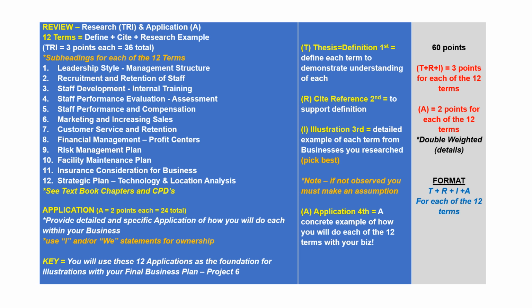Last then, most importantly then, is the application piece. And you can see it's 2 points each for the 12 terms. Now, after you've done the research, you found a good illustration, we understand the definitions of the terms, then you want to write a concrete illustration of how you would do each of the 12 now based on the research that you've done. Key here is these are going to be the foundation then for your final business plan, project 6. Again, make sure with the application you're using I and or we statements so it shows ownership to you and your business.